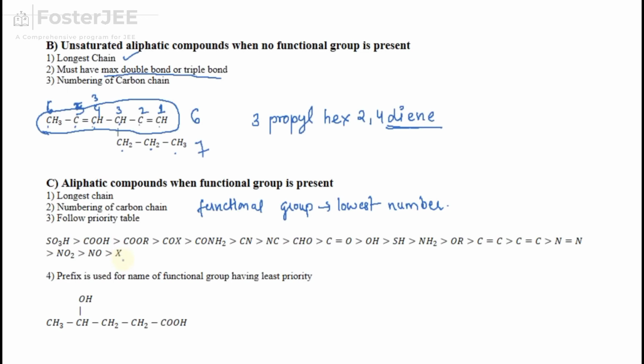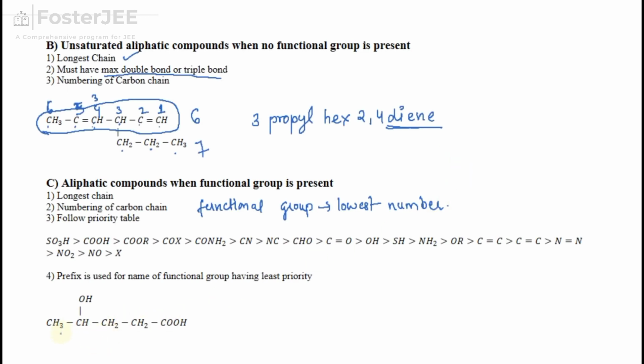So if more than two functional groups are present, then the priority table is used and a prefix is used for the name of the functional group having the least priority, and the root name, or we can say the secondary suffix, will be the suffix for the functional group having the highest priority. Let's understand this with an example.